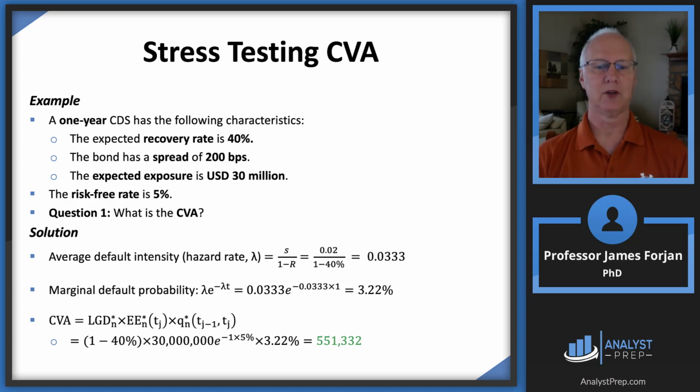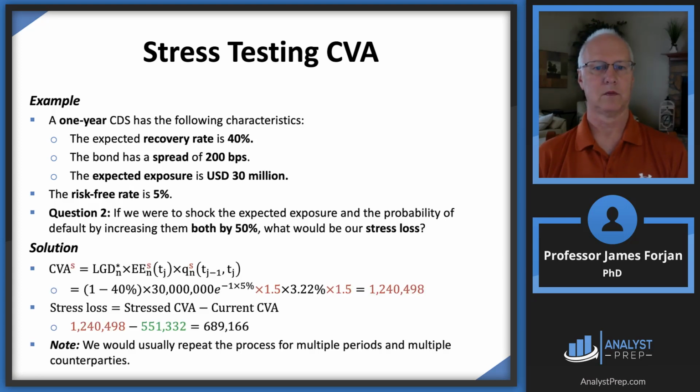And then we can just use our formula. So there's 1 minus the 40%. Remember, we're doing this for one derivative times the 30 million times, that's essentially a present value. So we get the 551, right? So there's our credit value adjustment. Now, the second part of this, look at question 2 there in the middle. What if we were to shock the expected exposure and the probability of default?